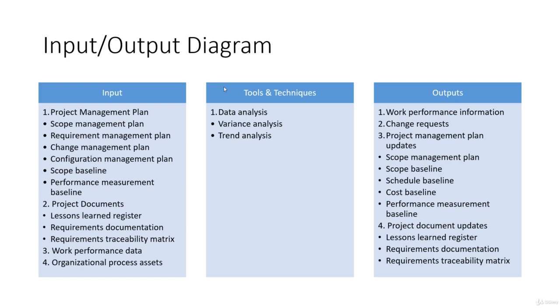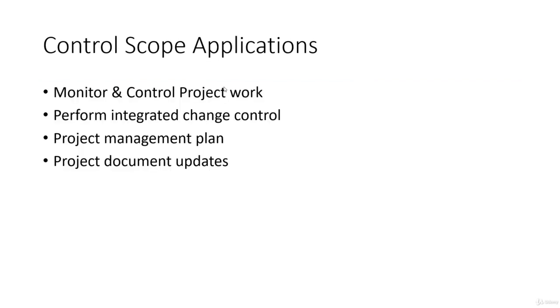And the output here is work performance information, change request, project management plan updates, which will include updates to scope baseline, schedule baseline, cost baseline, performance measurement baseline, along with project document updates, which will include lesson learned register, requirement documentation, requirement traceability matrix.